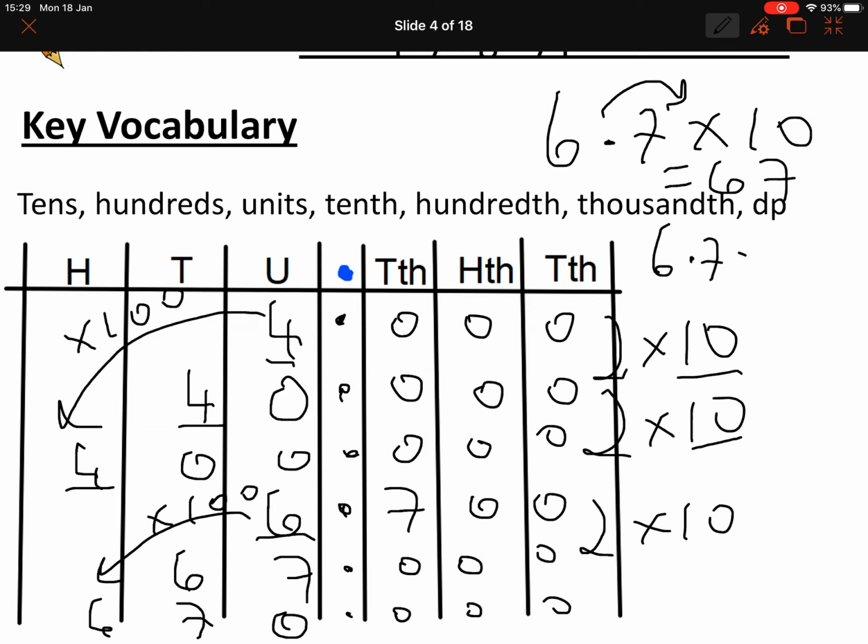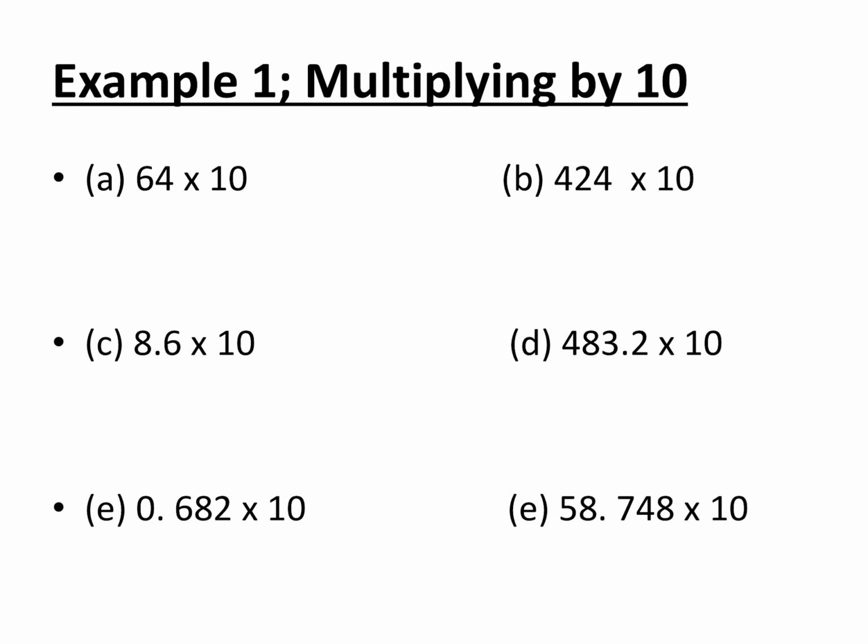So if I were to multiply by 100, everything moves forward 2 places. So if I were to do 6.7 times 100, I would move the decimal point forward 2 places, 1 and 2. And underneath this little arch here, I'll put a 0. So the answer is 670.